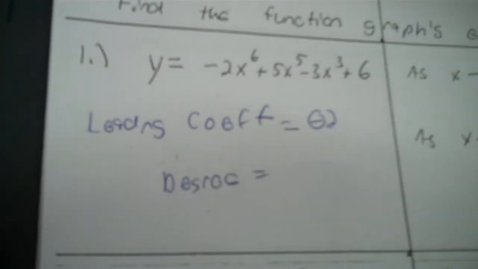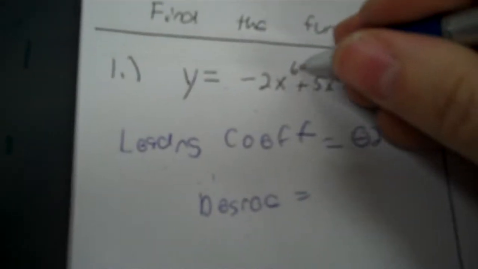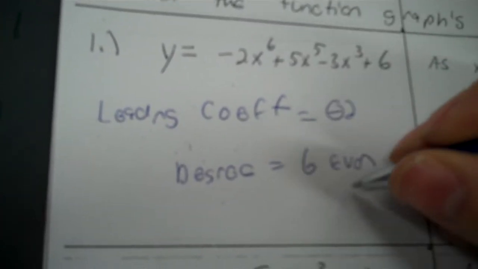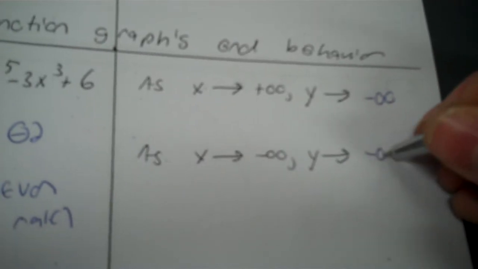Okay, leading coefficient is -2, so since it's a negative, we're going to go to negative infinity on this side. And then the degree is 6, that's the highest power, that's even, so you have to have matching end behavior, so you got to match the end behavior there.